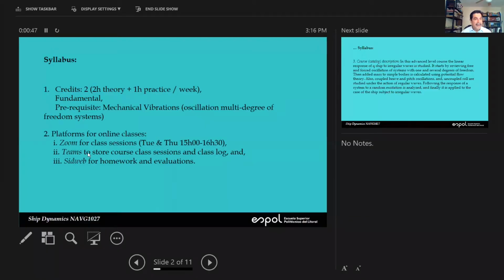The other platform that we will be using is Teams, okay? And right now I'm recording this session. And in the afternoon, after the class, we will post these videos in the Teams platform. Why Teams? Because our university has an agreement with Microsoft. So in general, we have a good space in Teams. So it's going to be easy for us to post many things in Teams, okay?